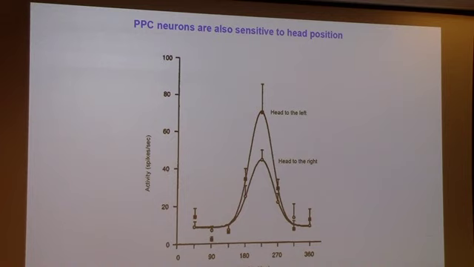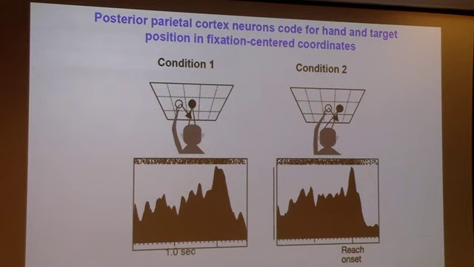The neurons in the PPC will also be sensitive to the head position. So if I have my eye fixed at a certain point and move the target, we will have this response, but it will be different when my head is moving to the left or to the right. And the final one will be that the neuron in the PPC encodes the relative position between your head and your fixation point.